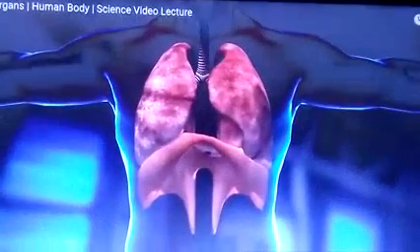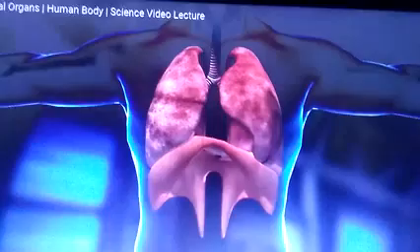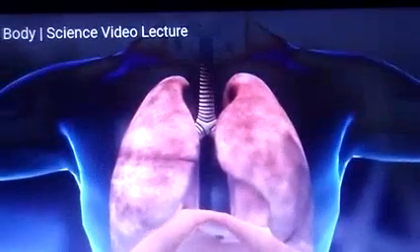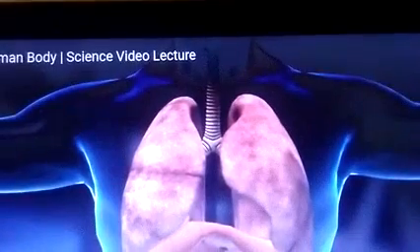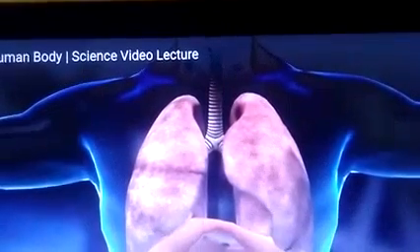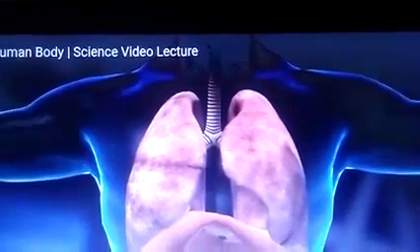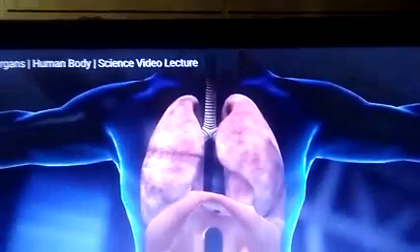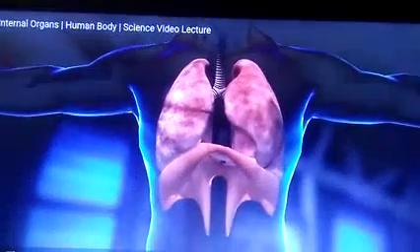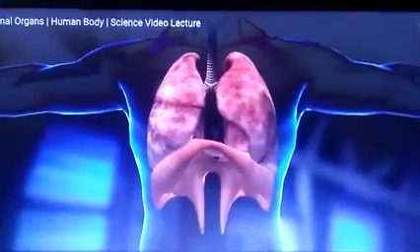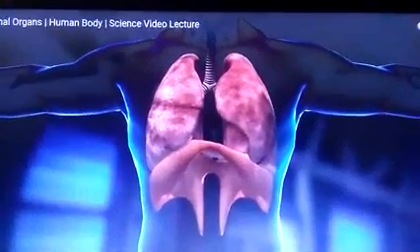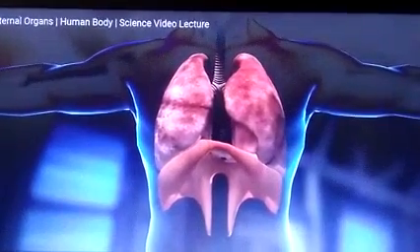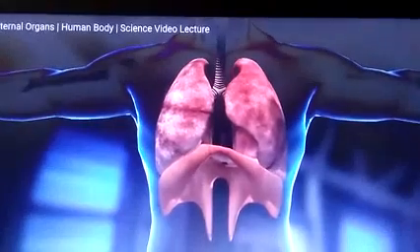See, here you can see the exact position of the lungs. You can see two lungs, and in between the lungs you can see a pipe, that is the windpipe. So through the windpipe the air enters the lungs, and the main function of the lungs is to take in oxygen, filter oxygen, and release carbon dioxide. So these lungs are located in the chest cavity. This upper part is called the chest cavity.